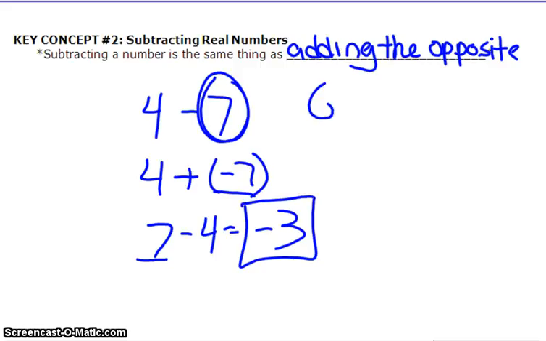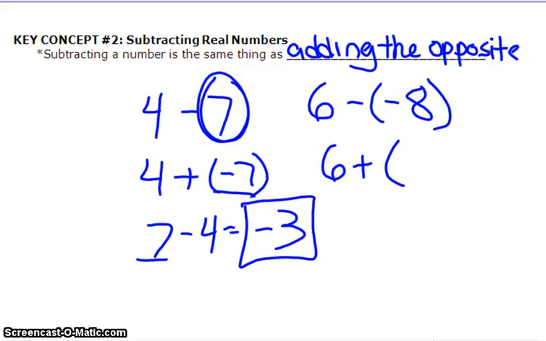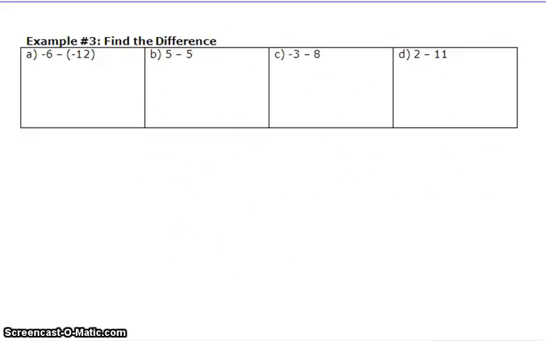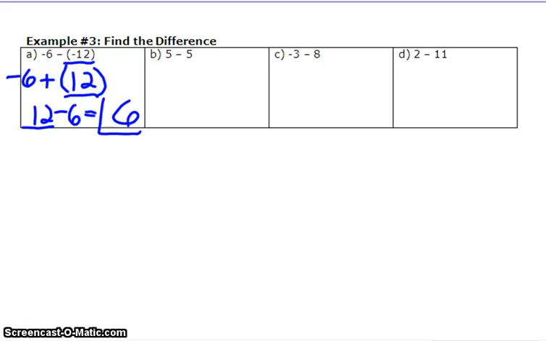So if I have, say, 6 minus -8, instead of subtracting -8, I am going to do 6 plus the opposite of -8, which is +8. Well, 6 plus 8 is 14. So if you have ever heard minus a negative is the same thing as plus a positive, that's where it comes from. So let's try some examples. Here I have -6 minus -12. So that's the same thing as saying -6 plus +12, because I take the opposite. Well, now I'm adding. These two have different signs, so I take 12 minus 6, which is 6, and I keep the sign of the bigger number, which is positive.